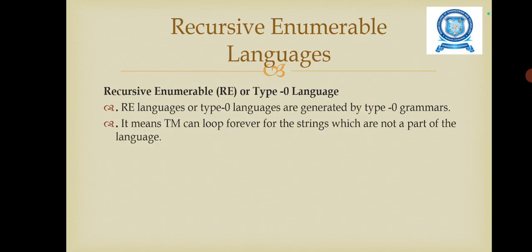Recursively enumerable languages, or type 0 languages, are generated by type 0 grammars. Here the language can be accepted or recognized by a Turing machine, which means it will enter the final state for the strings of the language. It may or may not enter a rejecting state for the strings which are not part of the language. It means the Turing machine can loop forever for the strings which are not part of the language. These languages are also called Turing recognizable languages.